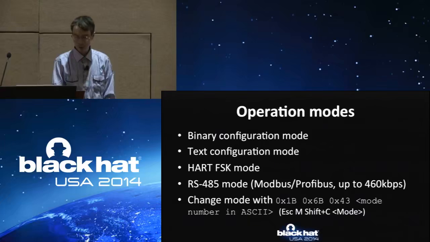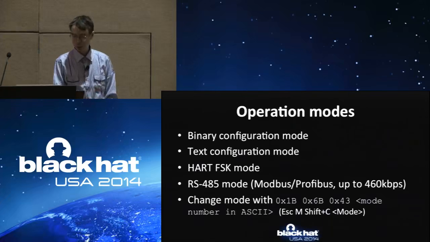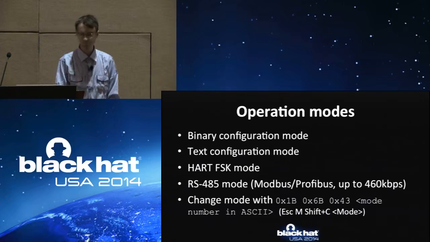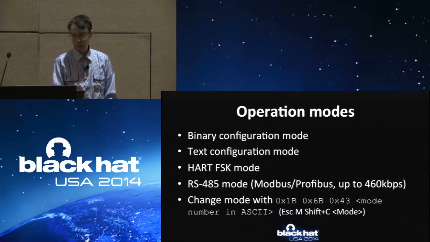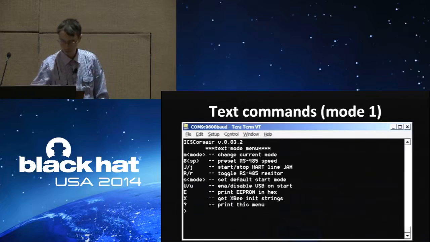In text and binary configuration mode, you can configure the board in a terminal or using software. In HART FSK mode, the board is working as a high-powered HART modem. The RS485 mode allows you to work with Modbus and Profibus DP protocols with a maximum speed of 460 kilobits per second. You could change this mode at any time by sending the key sequence escape M shift C and the mode number in ASCII.